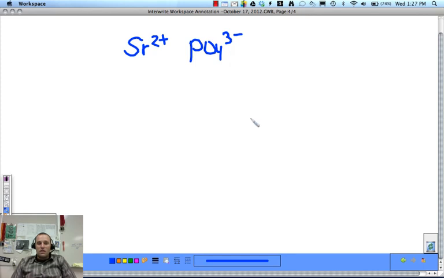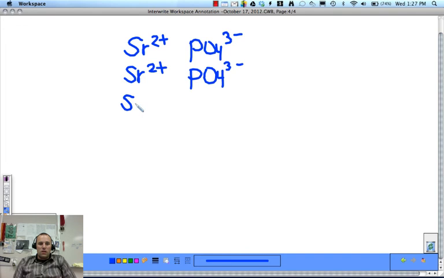Again, the whole goal is to get the charges to balance out. Right now we have 2 positives and 3 negatives. What do we need more of? We need more positives. So the only thing I can do is add another strontium. So now I have 4 positives and 3 negatives. Still doesn't work, but we need more negatives. The only thing I can do is add another phosphate. Is that even now? 4 positives, 6 negatives.